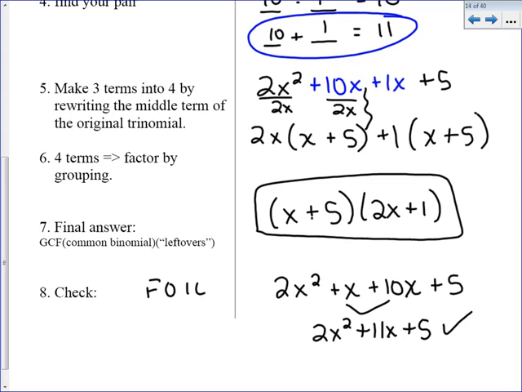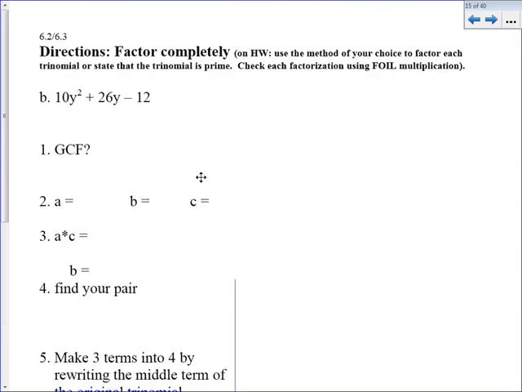All right, let's do another one. Next problem, I'm going to factor completely 10y squared plus 26y minus 12. First thing I want to look for is GCF, greatest common factor. Do I have a greatest common factor in this problem? 2. So we're going to take that out first. So 2 out front. Divide each of these by 2. So now I'm working with 5y squared plus 13y minus 6.